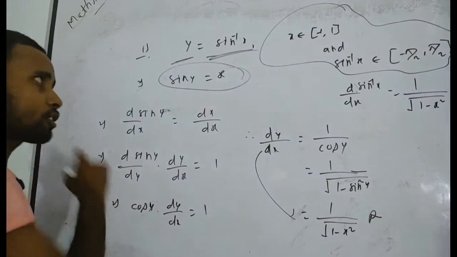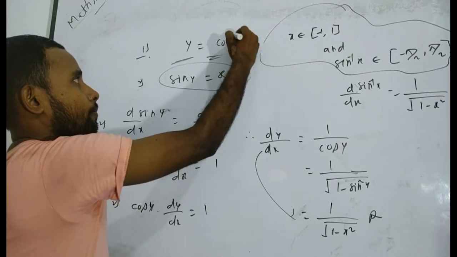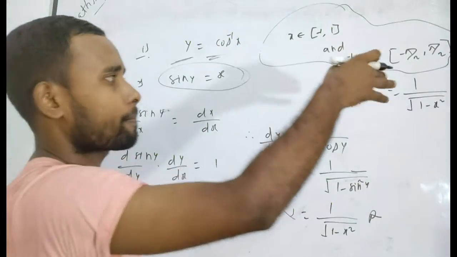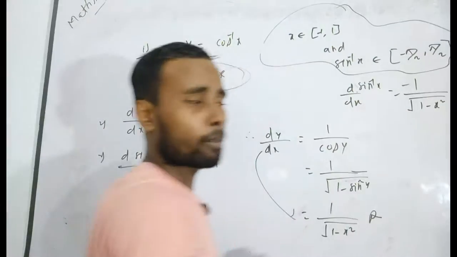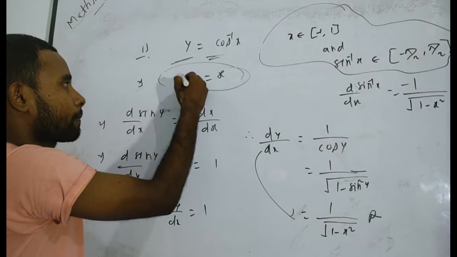Now take the next formula, cos inverse x. Its condition is the same and its answer will be -1 upon root under 1 minus x square. Now I want to prove it. Here it will be cos y.